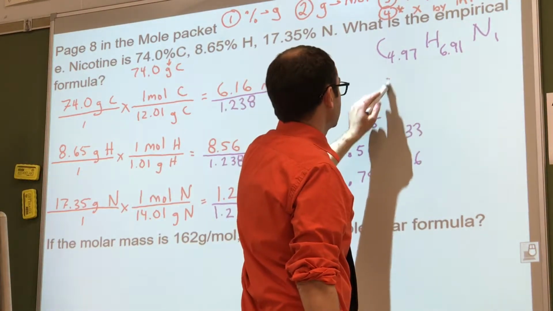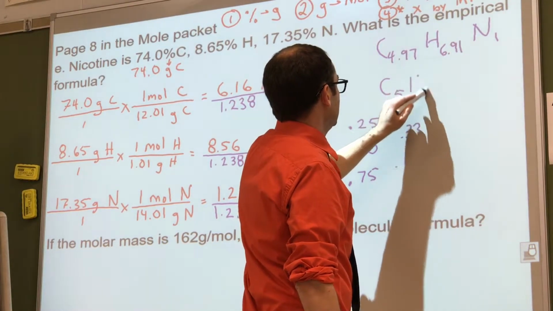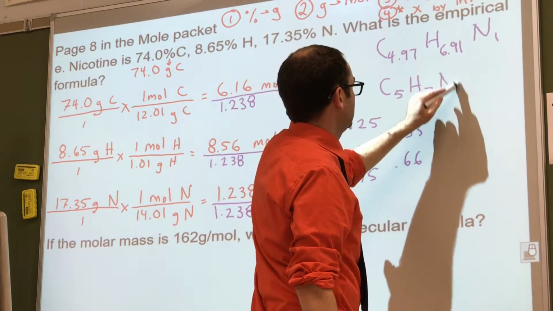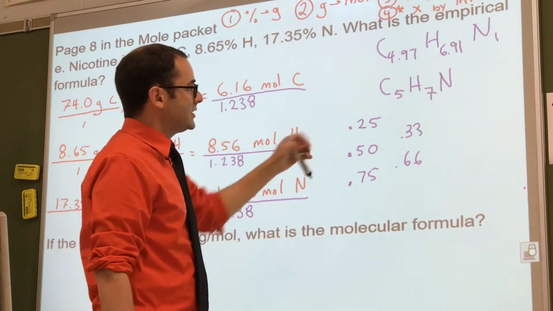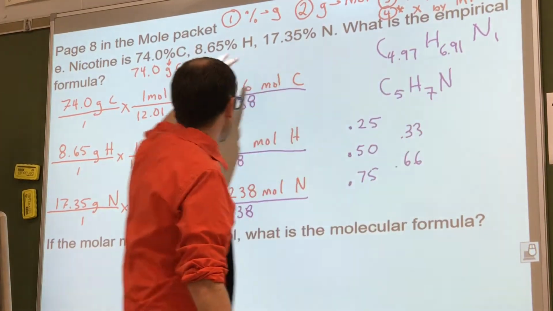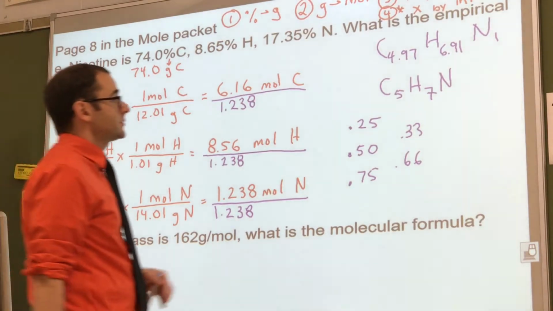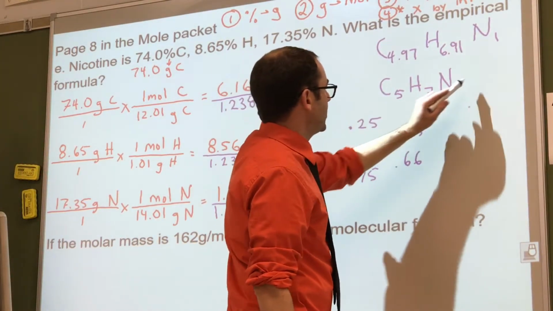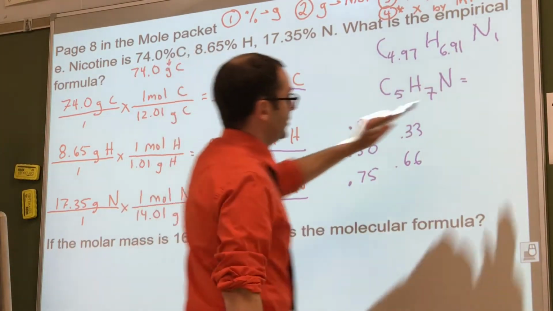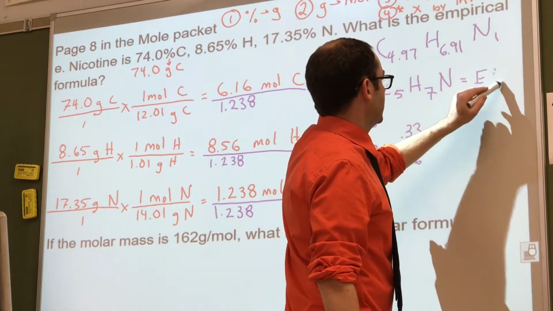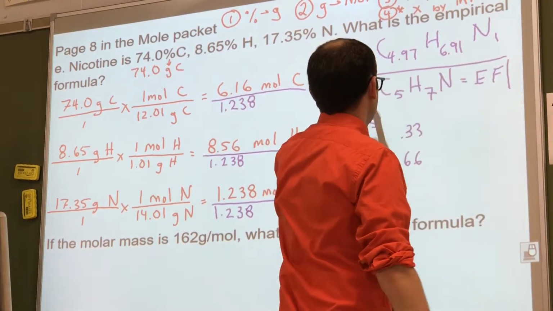So our answer would just be C5H7N. And the reason that it might not be perfect is maybe these numbers aren't really that perfect. They only go to 3 sig figs. Maybe they need more sig figs. All right, but then this would be our empirical formula here.